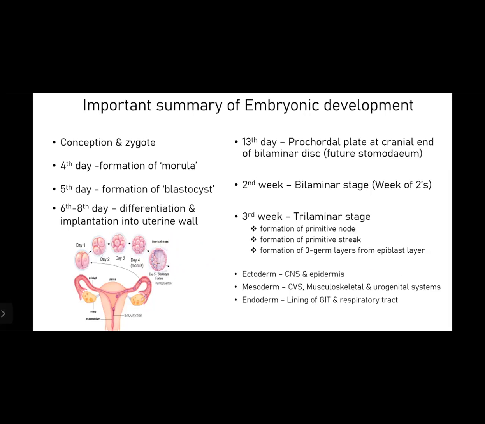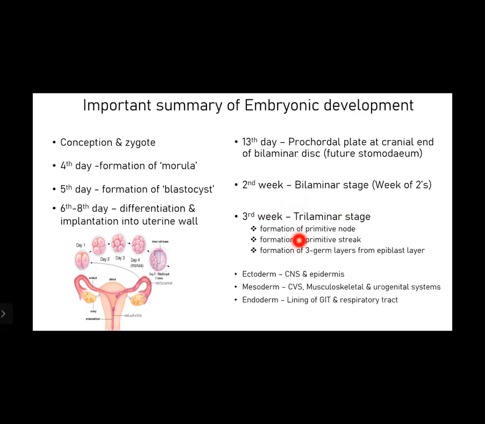So that's why you call it the week of 2s, because everything comes in twos: the epiblast and the hypoblast, the trophoblast giving rise to 2 populations of cells, and 2 cavities. Is that very clear? Yes. Okay, then you go on to the 3rd week, which is called the trilaminar stage.